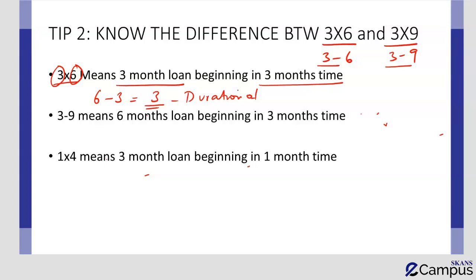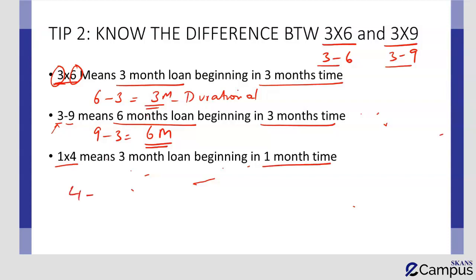So 3/6 means the loan will be initiated after 3 months, and 6 minus 3 means the loan duration will be 3 months. Similarly, if it is written 3/9, the loan will begin after 3 months and the duration is 9 minus 3, which is 6 months. So it's a 6-month loan which will begin in 3 months' time. Similarly, if it is written 1/4, the loan will begin in 1 month's time, and 4 minus 1, which is 3, is the duration. So it's a 3-month loan beginning in 1 month's time.